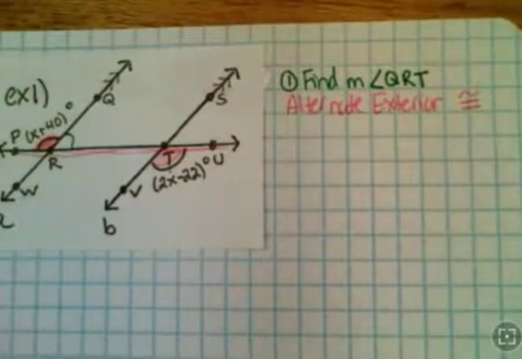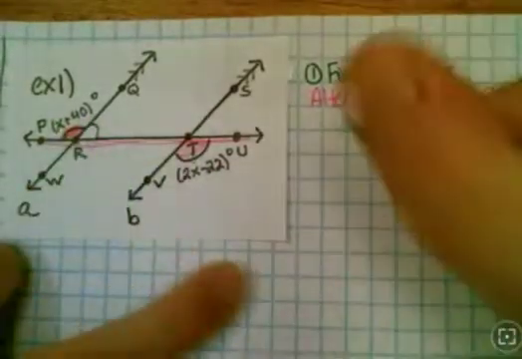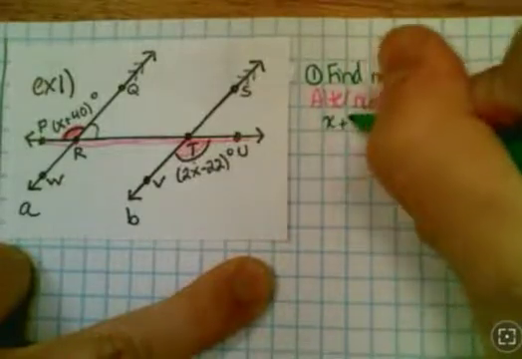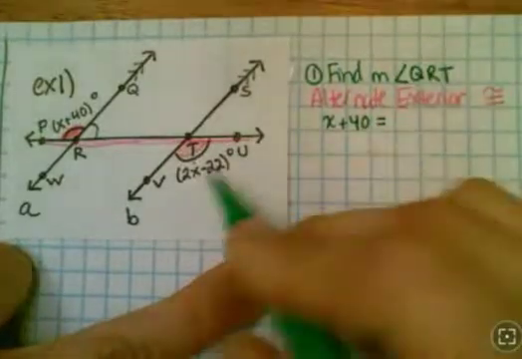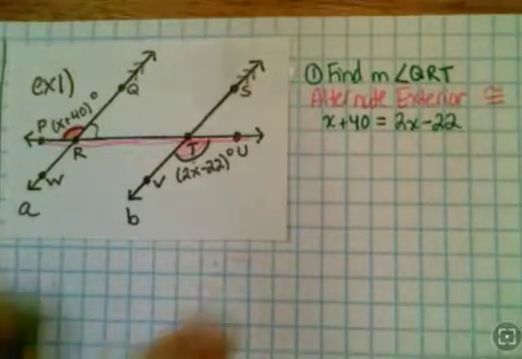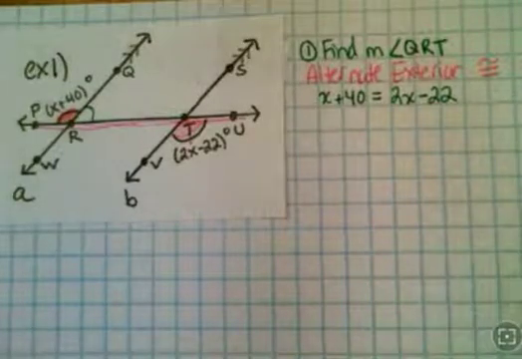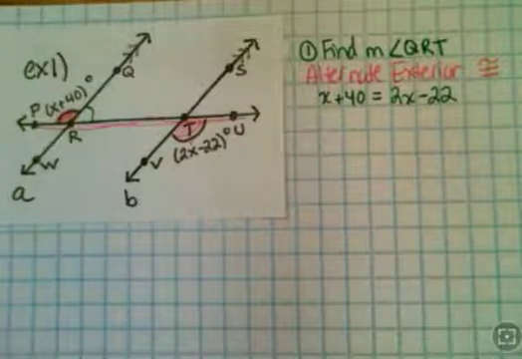And so we can set up an equation with these two pink guys that I have. So alternate exterior angles are congruent, which means x plus 40 has to equal my other angle, which is 2x minus 22. And I'm going to stop talking for a minute and solve this equation, and I'd like you to do the same. You'll get more out of this if you try it on your own and look up here to make sure you did it right.